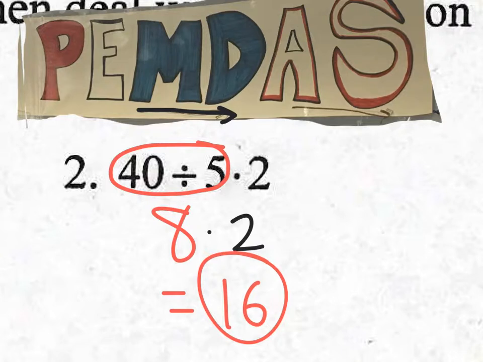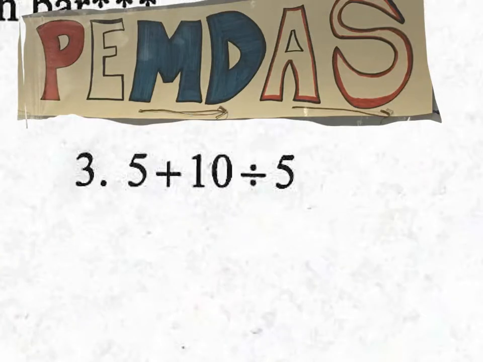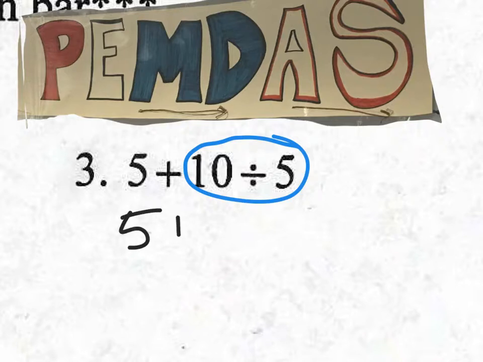Let's move on to the next one. Okay, do we have parentheses? No. Do we have exponents? No. Do we have multiplication or division? Yeah, okay, so that's what we're going to do first. Let's do that. What's 10 divided by 5? That's 2. So I really have 5 plus 2. And final answer is 7.